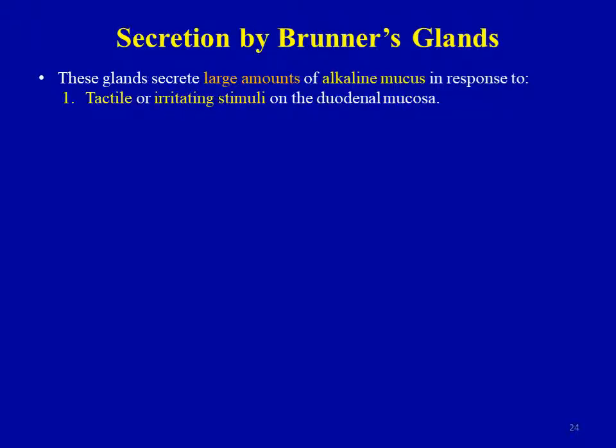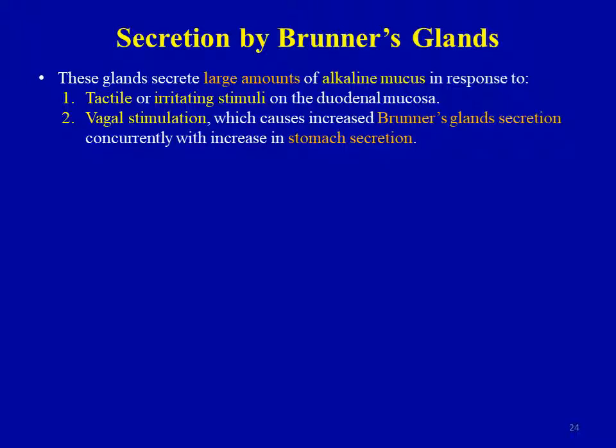Now, what are the secretions by the Brunner's glands that are present in the first part of the duodenum? These glands secrete a large amount of alkaline mucus in response to tactile, which means mechanical, or irritating stimuli on the duodenal mucosa; vagal stimulation, which causes increased Brunner's gland secretion concurrently with an increase in stomach secretion; and gastrointestinal hormones, especially secretin, because the stimulus for S cells is the low pH, or acidic chyme, in the duodenum.